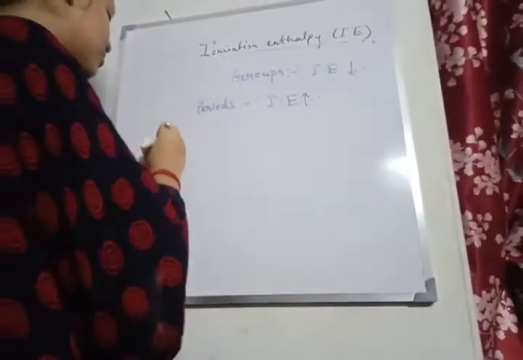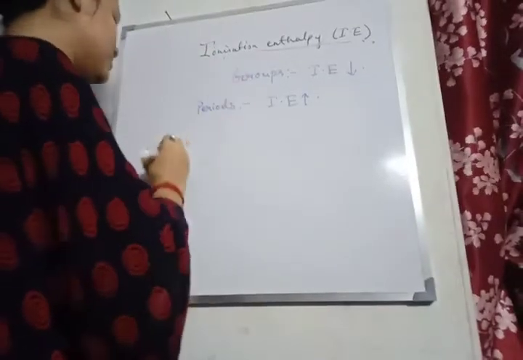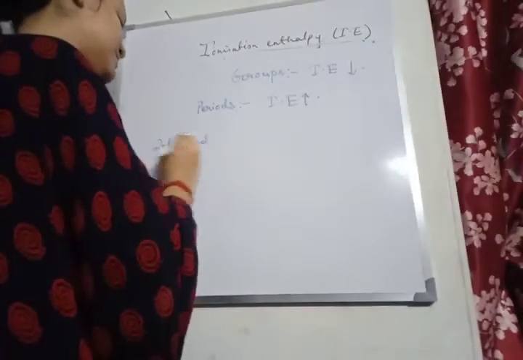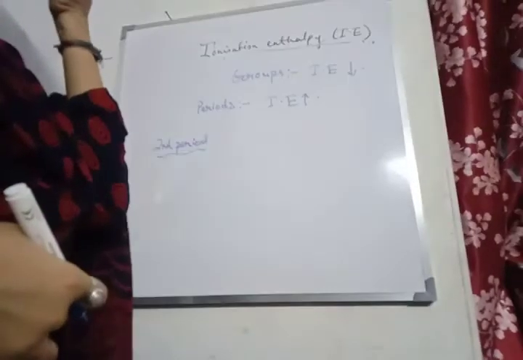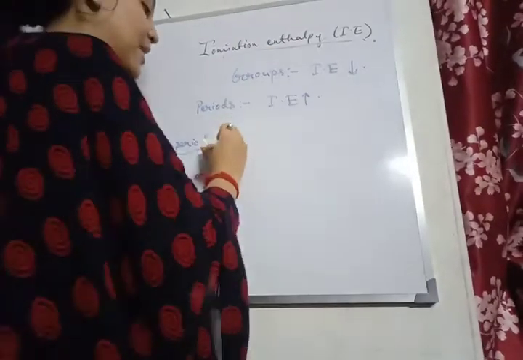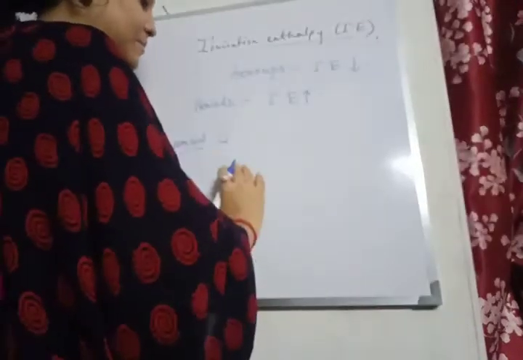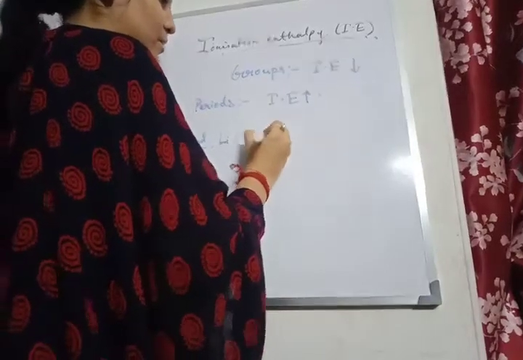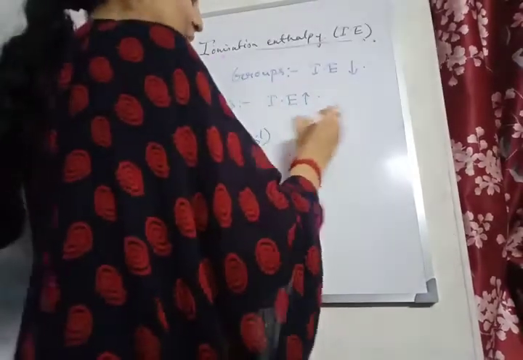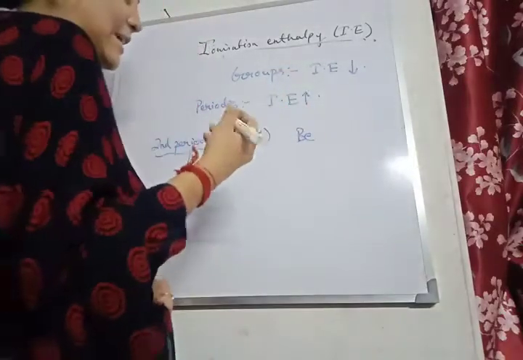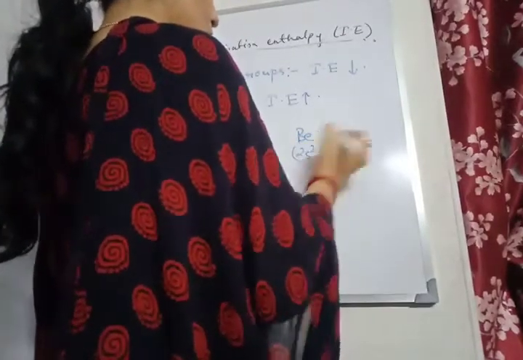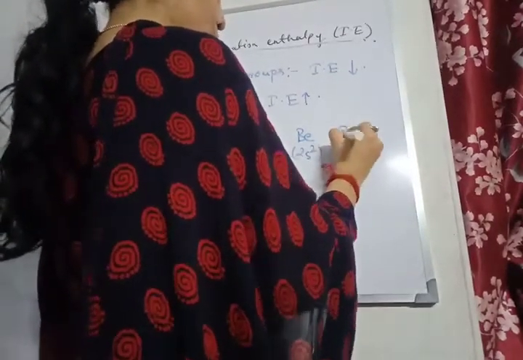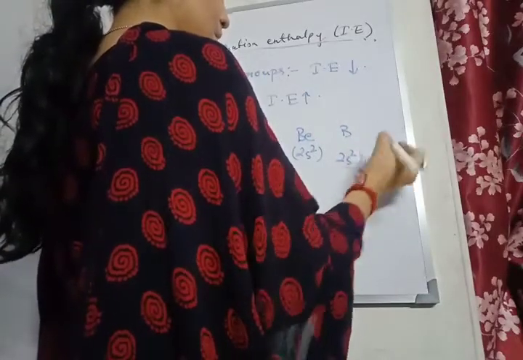Now we'll talk about the second period elements, because there are certain deviations as well. In the second period, we have lithium, whose valence shell configuration is 2s1. Then we have beryllium, which is 2s2. Then boron, 2s2 2p1. We have carbon, 2s2 2p2.